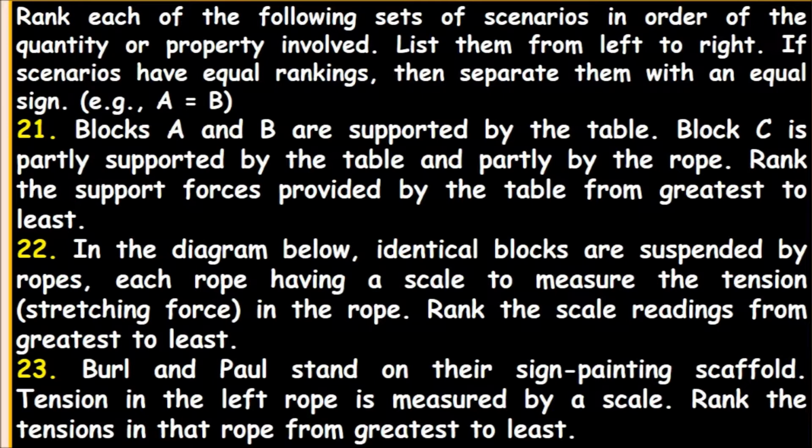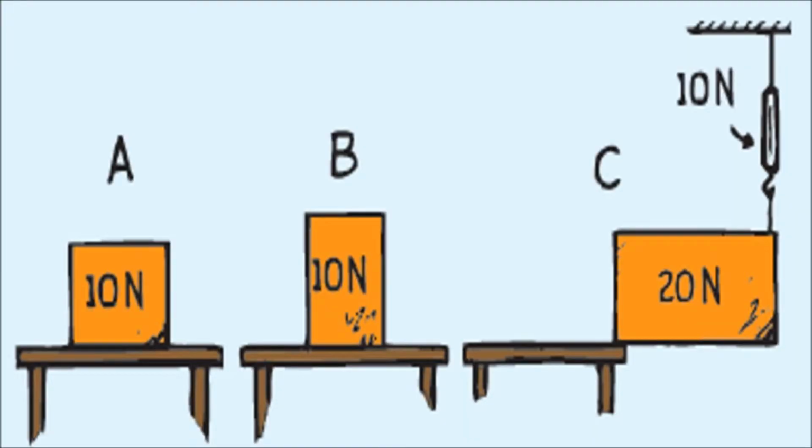All right, 21. Blocks A and B are supported by the table. Block C is partly supported by the table and partly by the rope. Rank the support forces provided by the table from greatest to least. All right, now, so we want to rank blocks A and B from greatest to least.